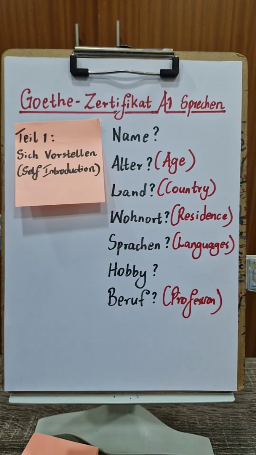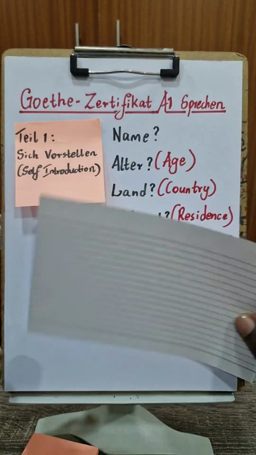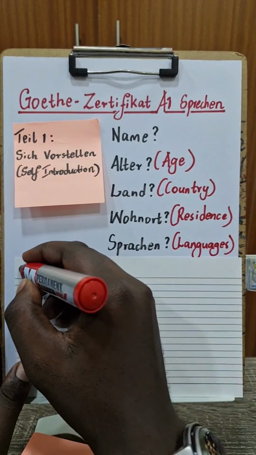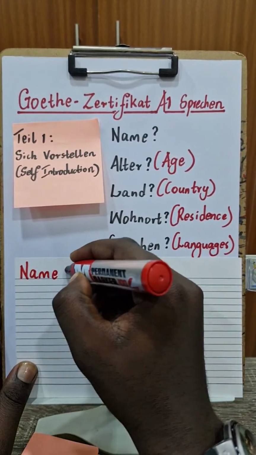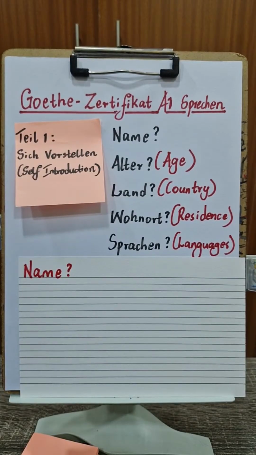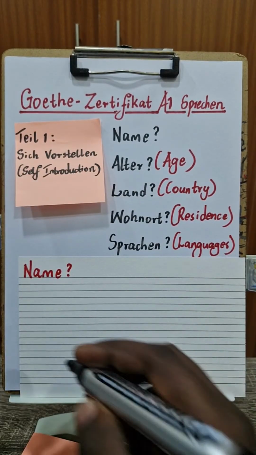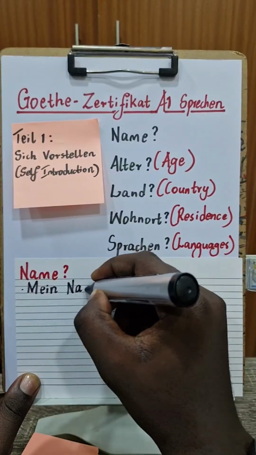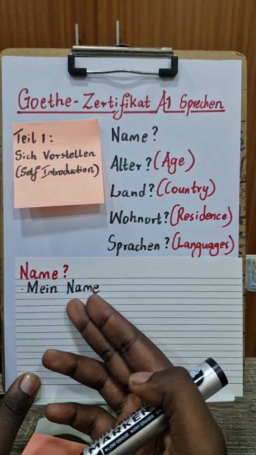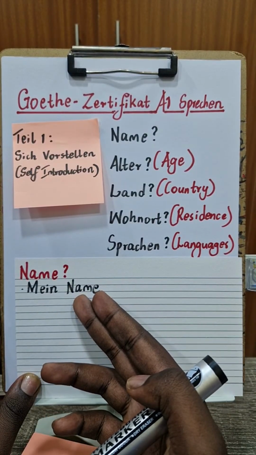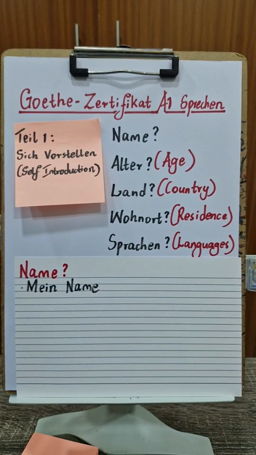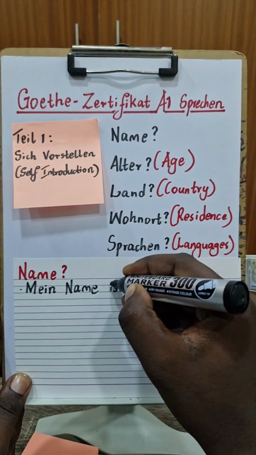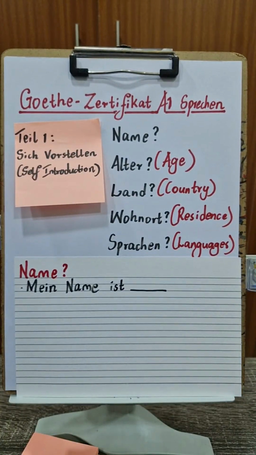We'll begin with the first one, Name. How do you state your Name? There are 3 basic ways that one could use in stating their Name. The very first way you could say is mein Name ist. Now kindly note, nouns should always be in capital. If I put it with a small n, that would be incorrect and you would miss the marks. So mein Name ist, and then you state what your name is.